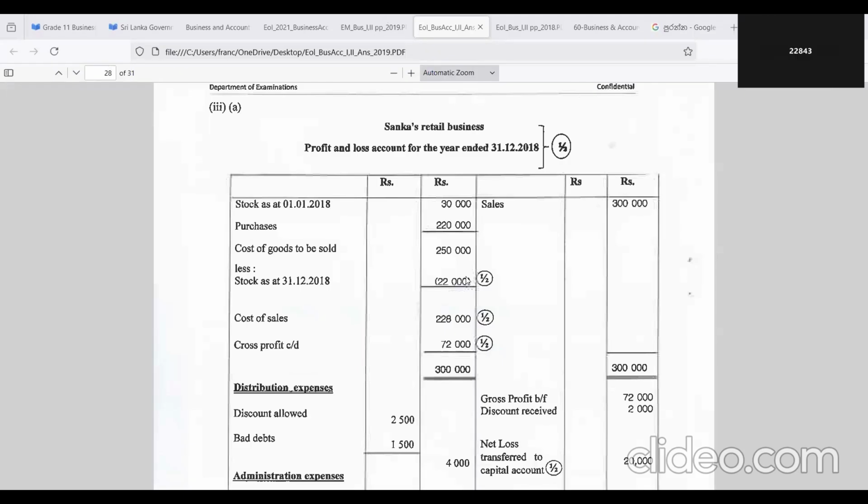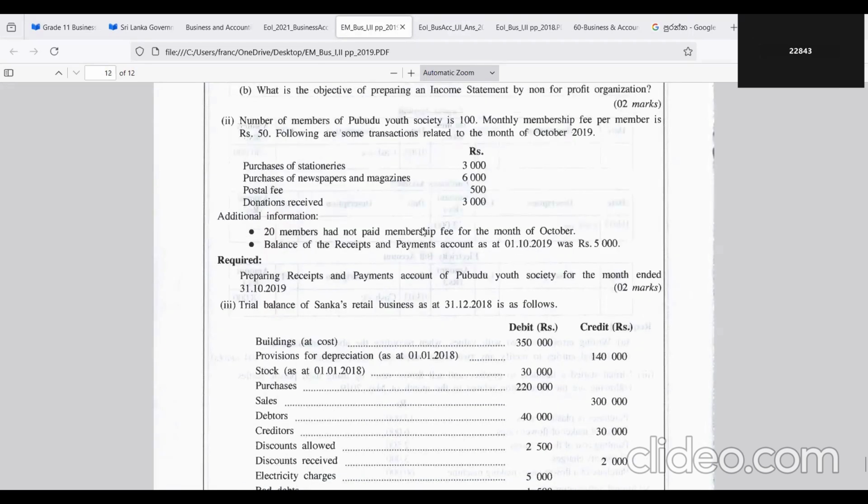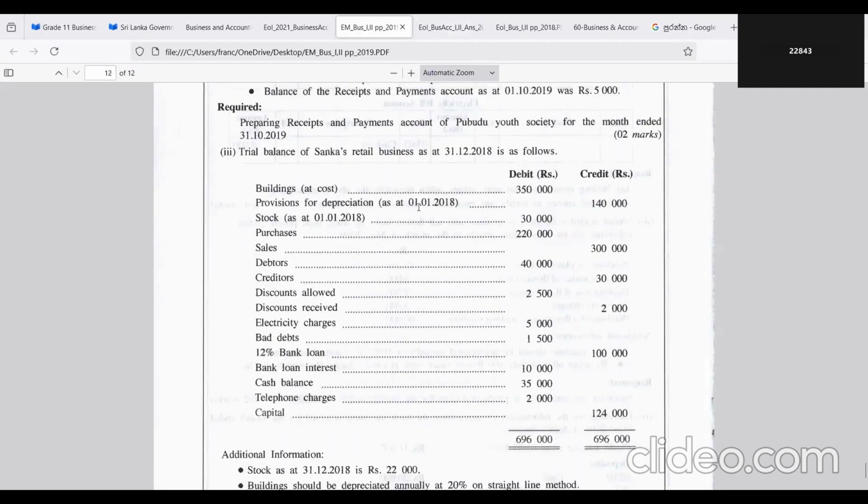Okay, so in this recording, what I will discuss is further sums from the lesson on the income statement. I'll start with the 2019 question number 7, Roman number 3. If you can see, they have given a small trial balance. So you have building, provision for depreciation, etc.